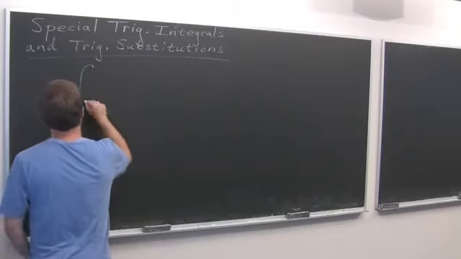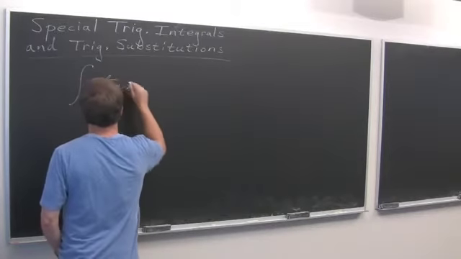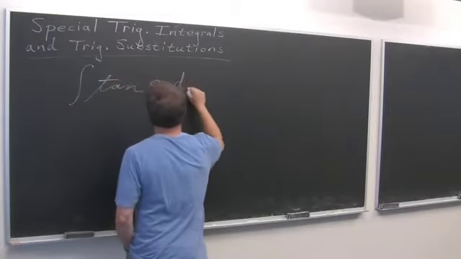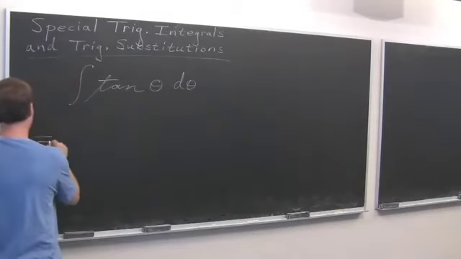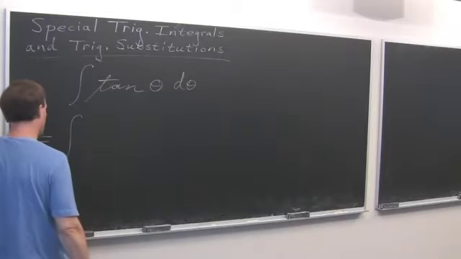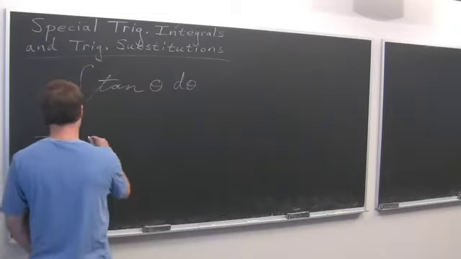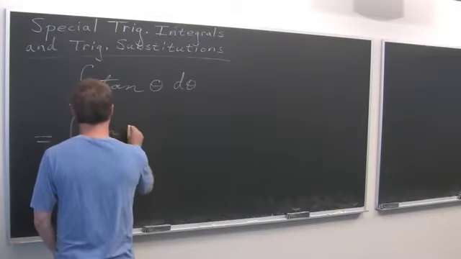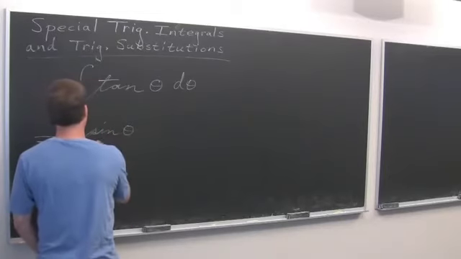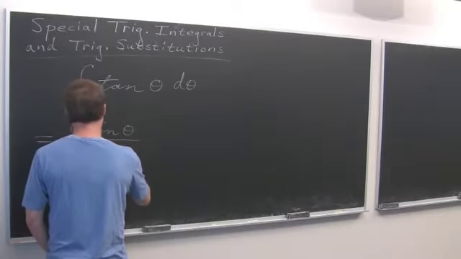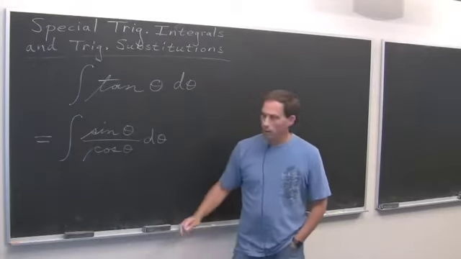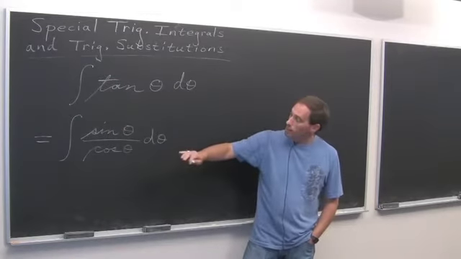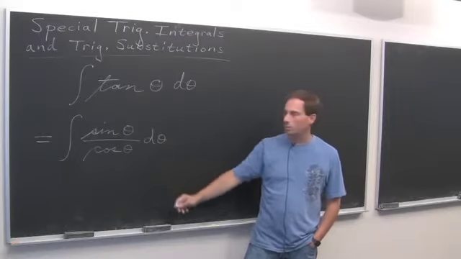So how do you integrate the tangent of theta with respect to theta? Well, this one is very simple, but still, it's not just some differentiation formula that you have memorized in reverse. You write tan of theta as sine theta over cosine of theta. And then if you stare at this not too long, it should occur to you that a substitution would be nice here.